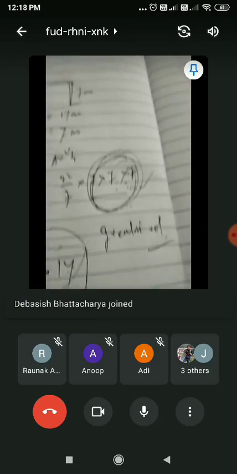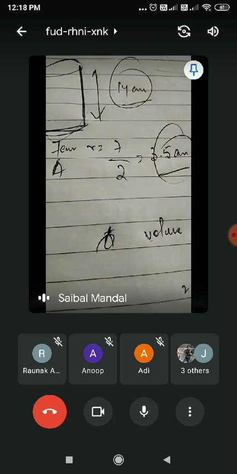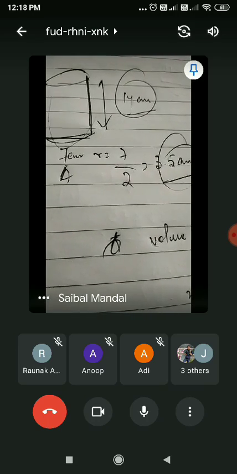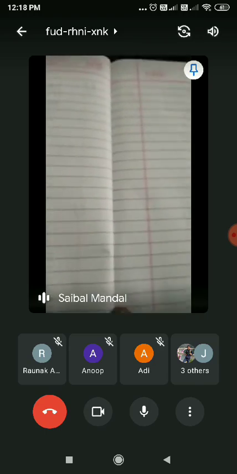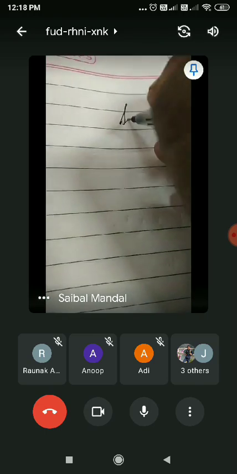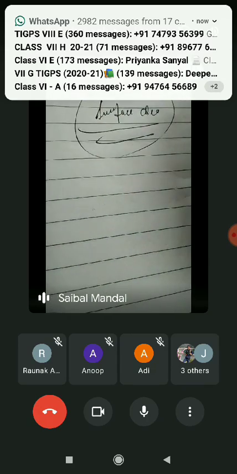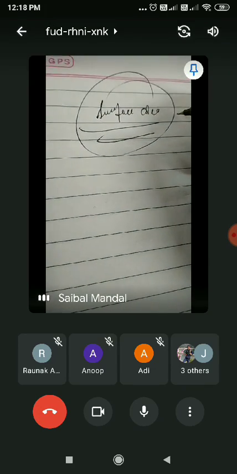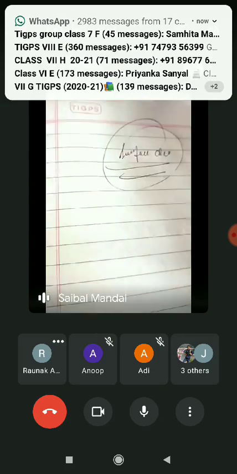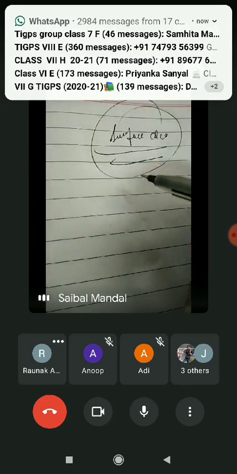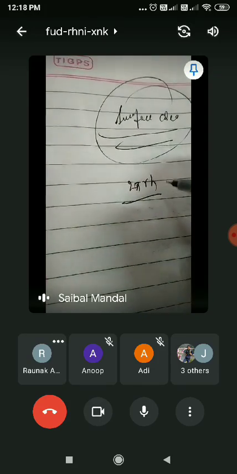Now, children, what is the next part of this question? It has a greater volume, and also a greater surface area. Now they're asking to compare their surface area. Now we will discuss surface area. Children, how to find the surface area of a cylinder? What was the formula? 2 pi r h.